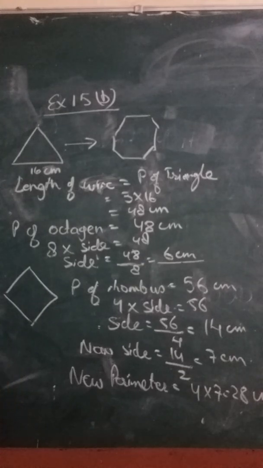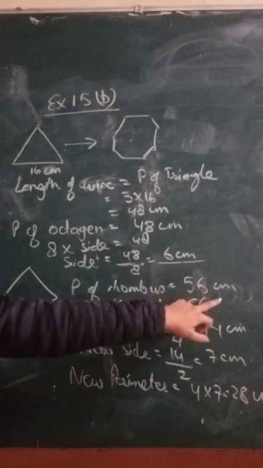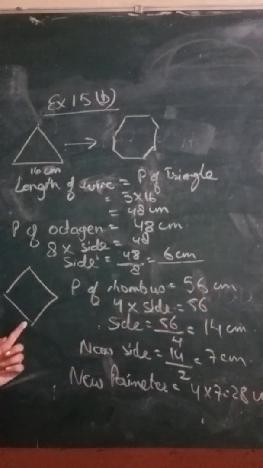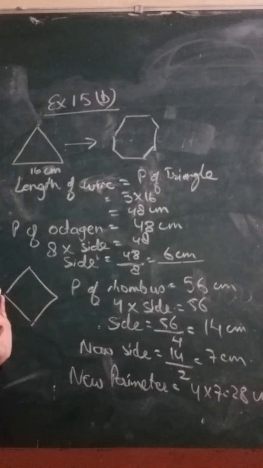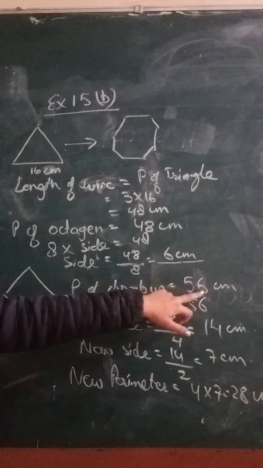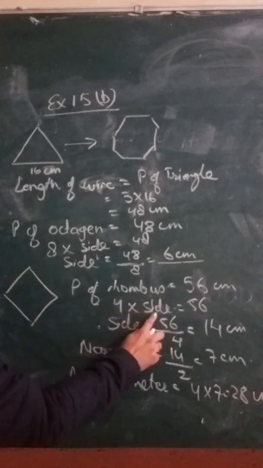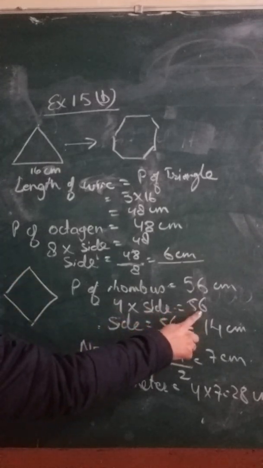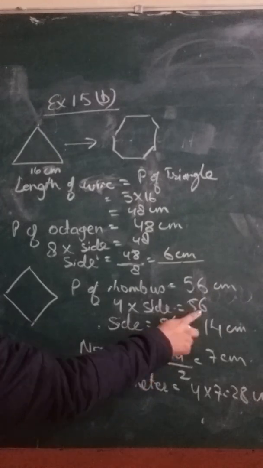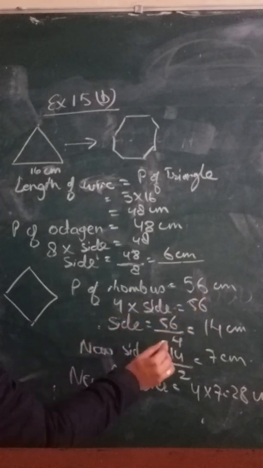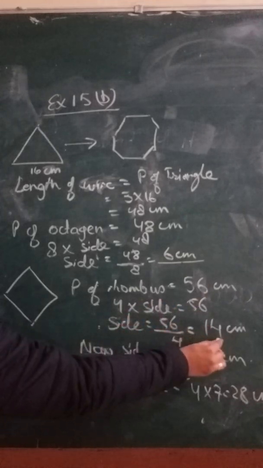Clear? Now we come to the 9th question. They say that the perimeter of a rhombus is 56 centimeter. There is a rhombus. A rhombus has all the sides equal. So the perimeter of that rhombus is 56 centimeter. Let's find out the side first. 4 into side is equal to 56. So side will be equal to 56 upon 4. That is equal to 14 centimeter.